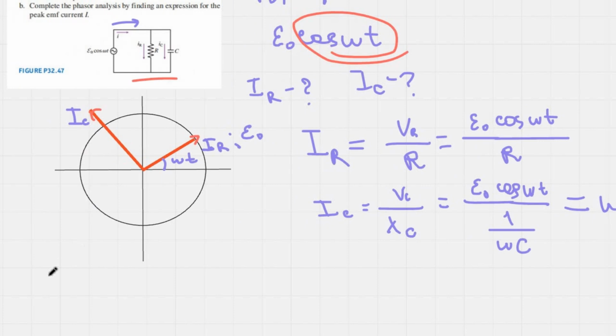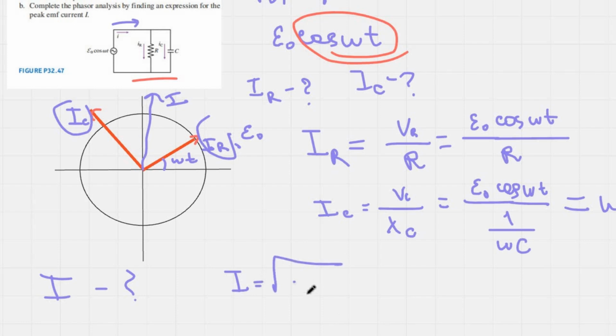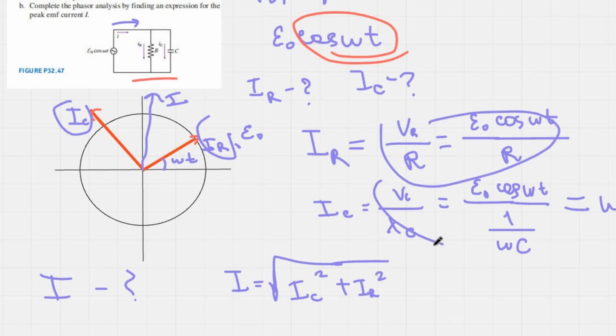Next, we should find the peak EMF current. As you see in the graph that I drew, the currents are perpendicular, so we can use the Pythagorean theorem to find the peak current. It will be the square root of I_R squared plus I_C squared. So the problem is actually solved. Just put these values into that formula and we solve the problem.